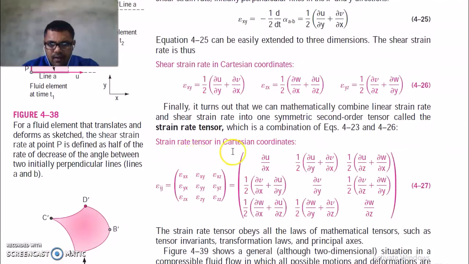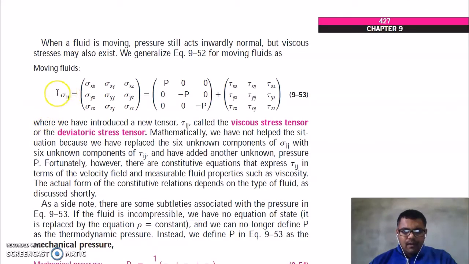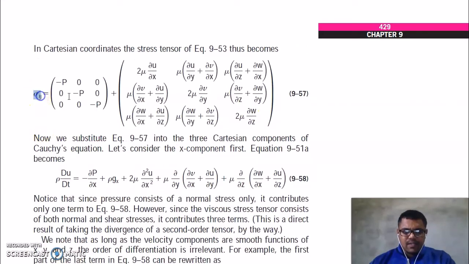This is the strain rate tensor in Cartesian coordinates, which is this Eij, total 9 terms, and the individual terms are expressed here. Now you can place the value of the strain in this equation, and you will get the viscous stress tensor in this form. Now we know that this is your stress tensor, which is a sum of pressure and this viscous term. So this is our stress tensor, which is equal to this.